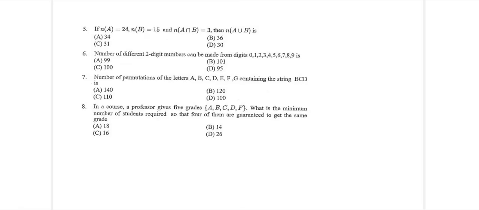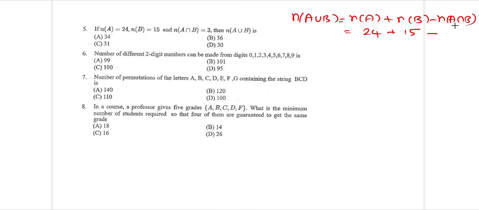Problem number 1, which says if n of A equals 24, n of B is 15 and n of A intersection B is 3, then what is n of A union B? This is going to be a problem on the principle of inclusion and exclusion. By the formula, n of A union B is given by n of A plus n of B minus n of A intersection B. Using the formula, n of A is 24, n of B is 15, minus n of A intersection B which is 3. 24 plus 15 minus 3 makes it 36. So the answer is going to be B, which is 36.